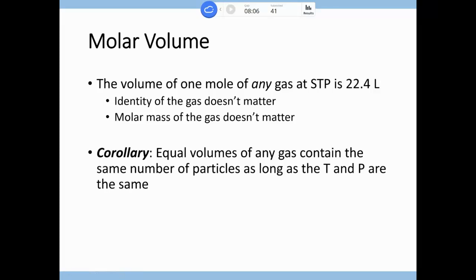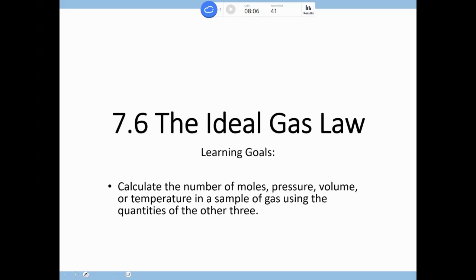Any questions so far before we go to our next section? Okay, well, next section is the ideal gas law.